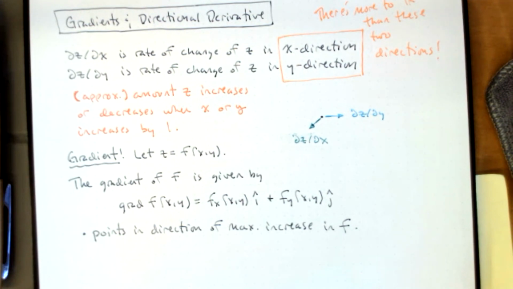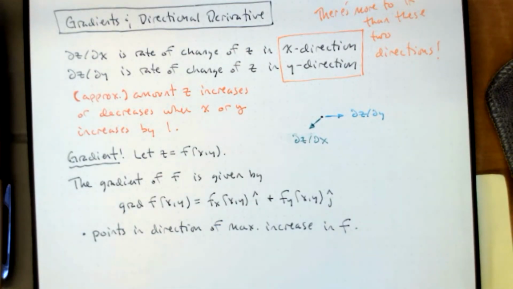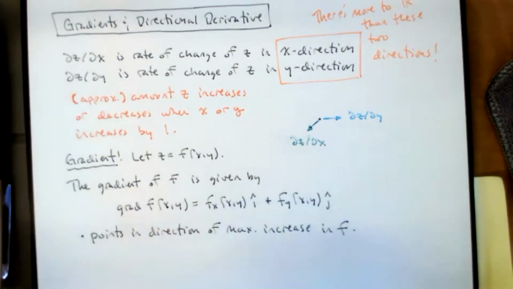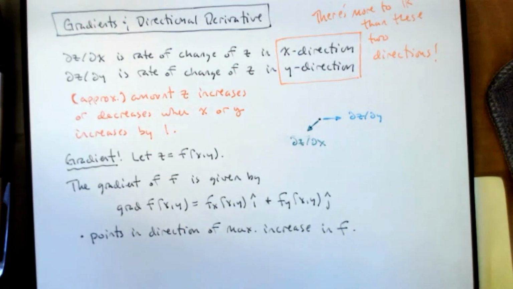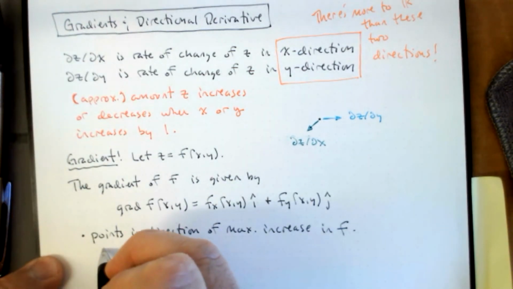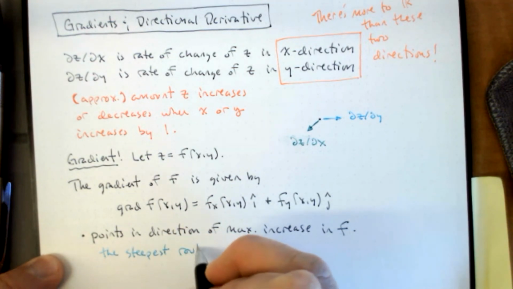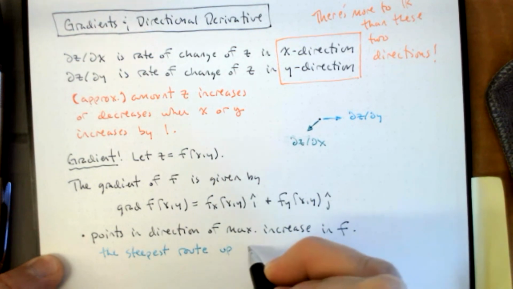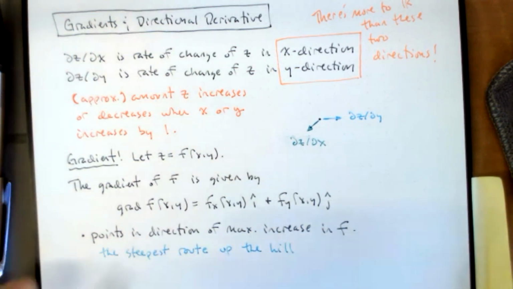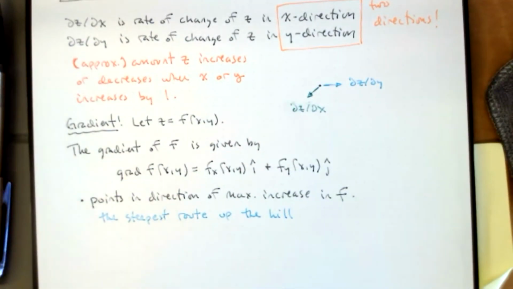The gradient will point in the direction of the maximum increase of f. We can think of it as the steepest route up the hill. Think of the direction of the gradient as pointing in the steepest route up the hill.